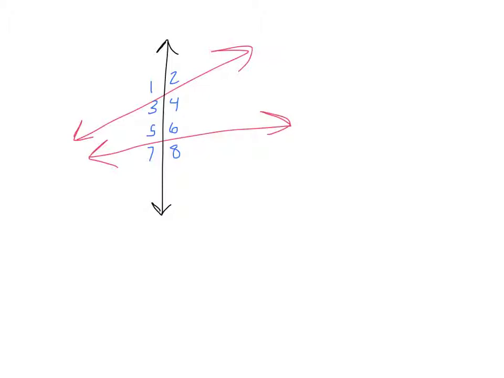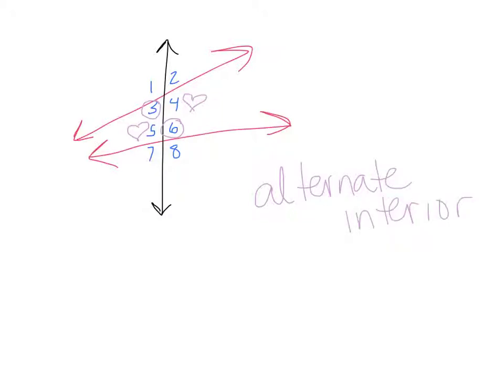Okay, so we had corresponding angles. Now we can also have something called alternate interior angles. These happen to be 3 and 6 and 5 and 4. These are called alternate interior angles. The key to these is that if you look at the transversal, they're on alternate sides. So 3 and 6 are alternate, 4 and 5 are alternate. The other key is that they are interior, inside, in between the red lines.